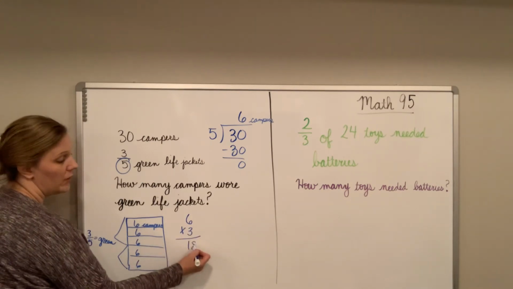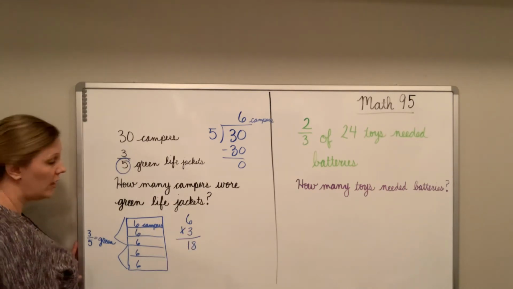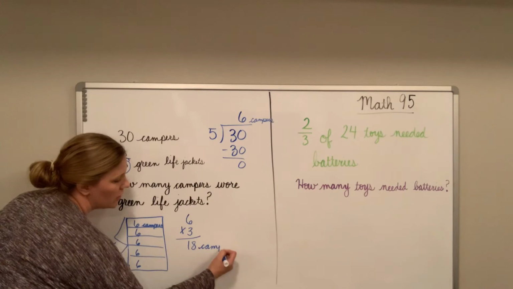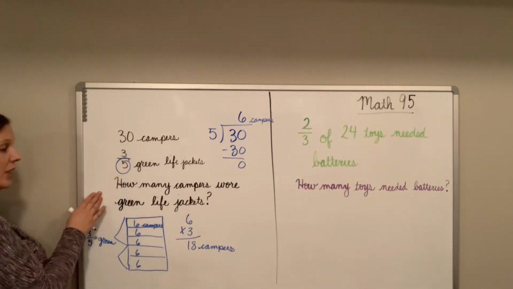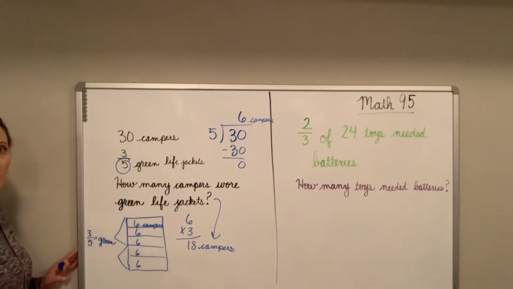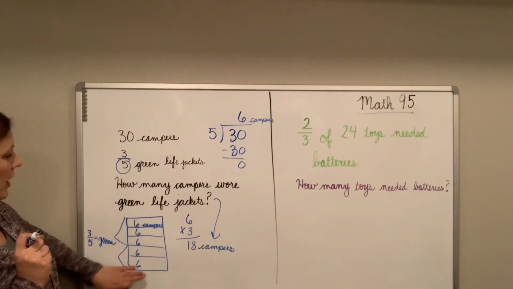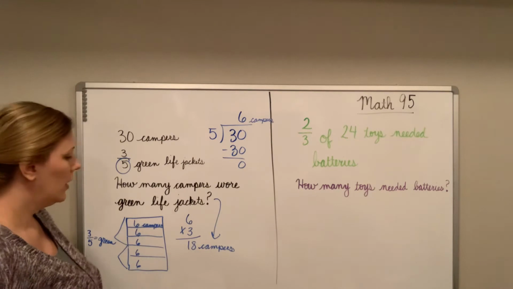6 times 3 we know is 18. 18 what were green life jackets? 18 campers. So 3/5 of the campers were wearing green life jackets. How many campers were wearing green life jackets? 18 campers is your answer. So you did a division problem, you drew a picture, and then we did a multiplication problem to solve that one. Okay, let's look at one more.